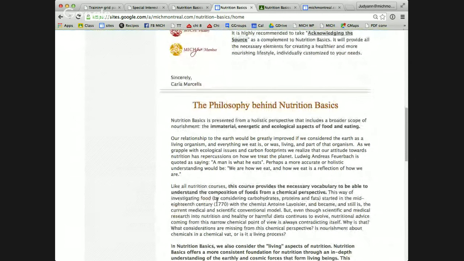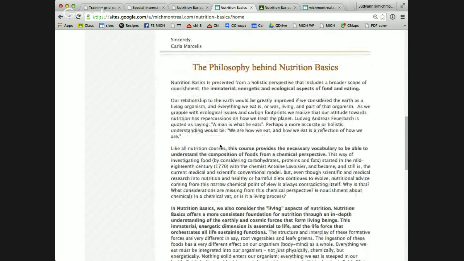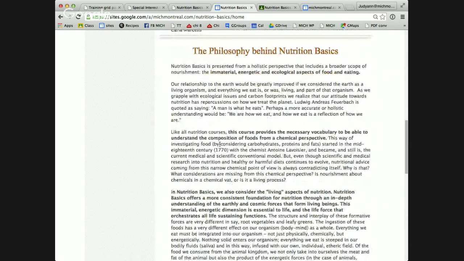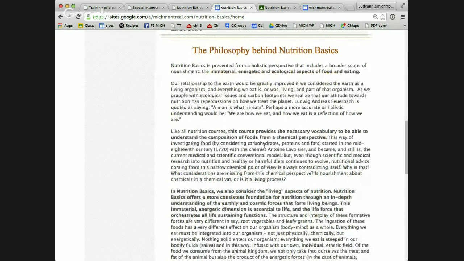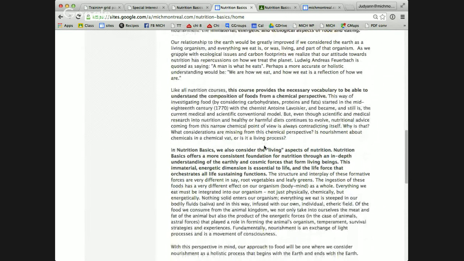Now, the philosophy, of course, is an important one. It's a holistic one. MICH always tries to embody immaterial, energetic, and ecological dimensions in everything that we teach. So nutrition basics as well is presented from a holistic perspective that includes that broader scope of nourishment. And now, it's like all other nutrition courses. It does provide you with the necessary vocabulary to be able to understand the composition of foods from a chemical perspective, but also understand how this chemical perspective is very narrow.